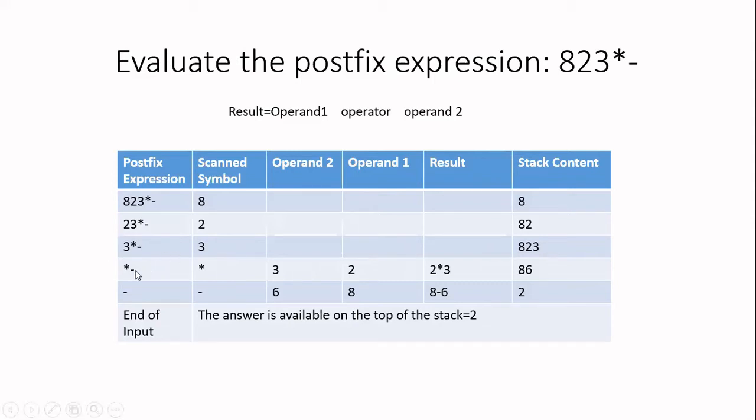Next, I have multiply. Now you should be careful. So far we have scanned only an operand, so we pushed it directly. Now we have multiply. It is an operator. So multiply is a binary operator. So we are going to pop 2 operands now. So the scanned symbol is multiply. You pop 2 operands. In my stack, I have 823.